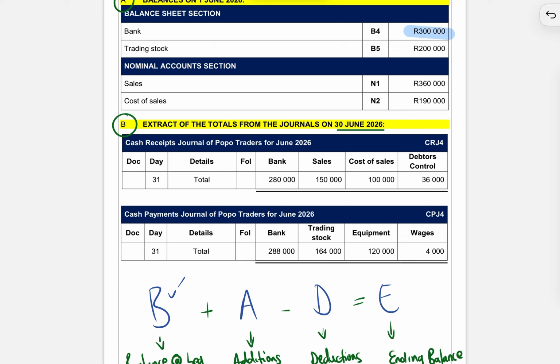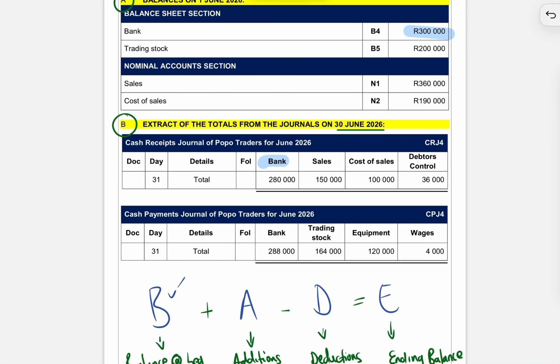Okay, so if you want to get the information of how much the business has received during the month, you need to look at one specific journal, a journal that records the cash that has been received by the business, which is the CRJ. So if you look at the CRJ, it has different columns. It has the document number, day, details, folio, bank, sales, cost of sales, and debtors control. But which account are we working on right now? We are working on the bank account. So we only want information relating to the bank account.